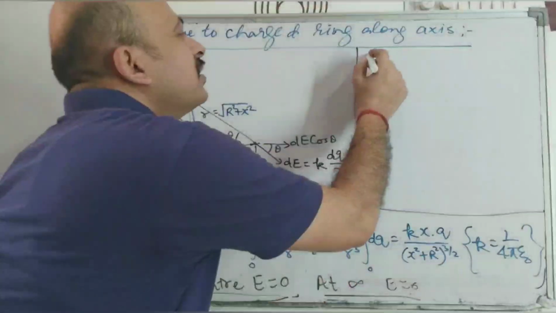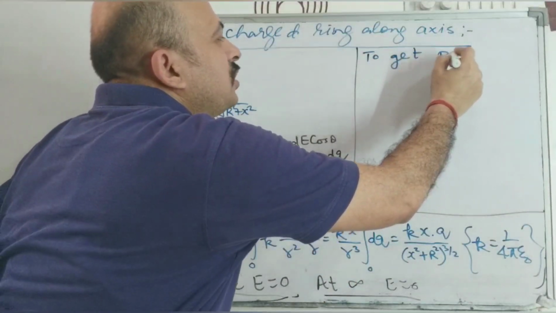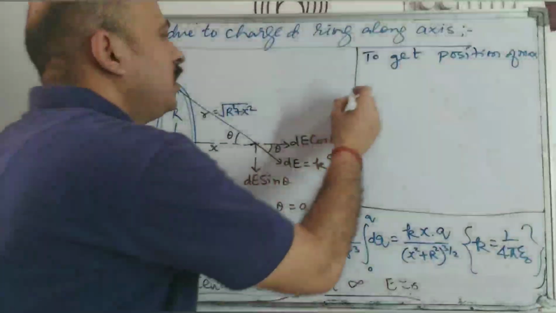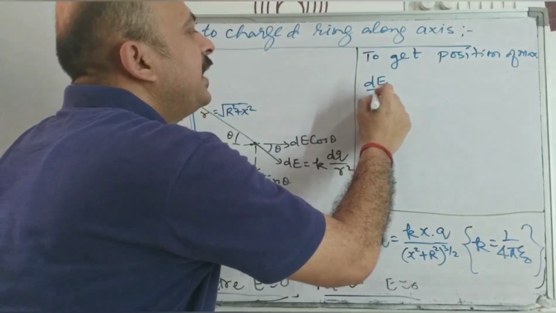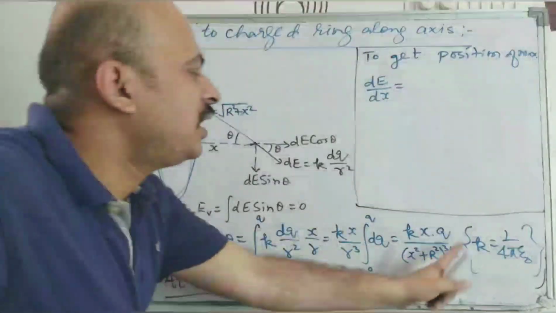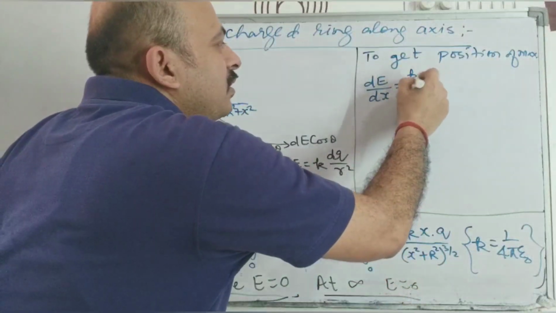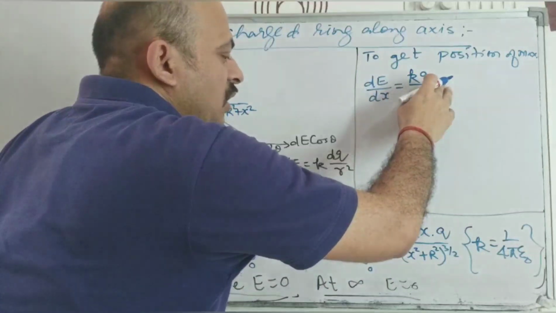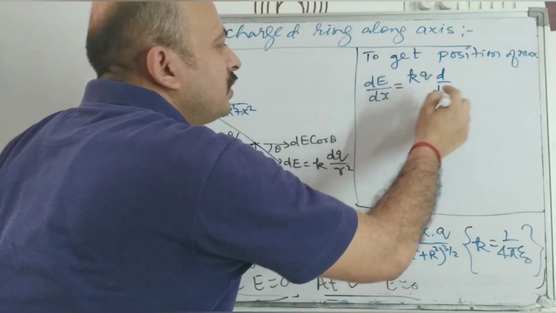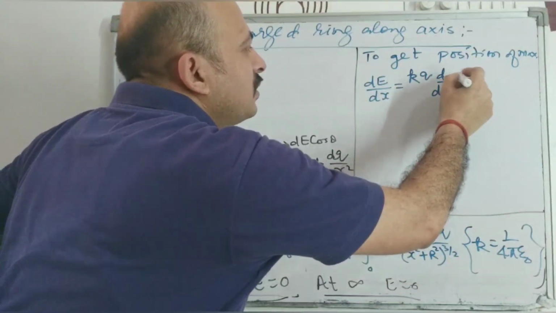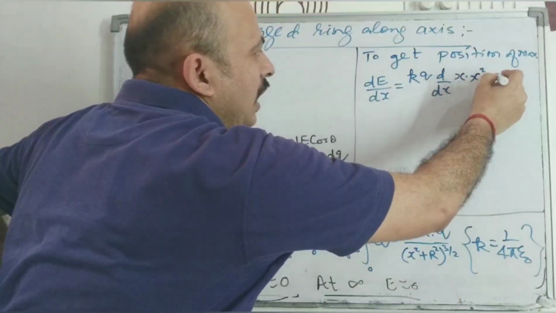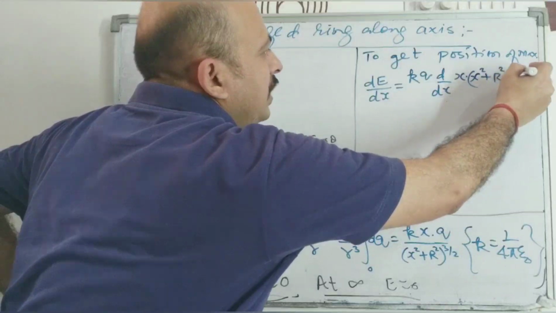So to get the position of maxima, dE by dx should be equal to 0. So what is dE by dx? You have that expression. Here k, q is constant. Now d by dx of x into (x square plus r square) to the power minus 3 by 2.